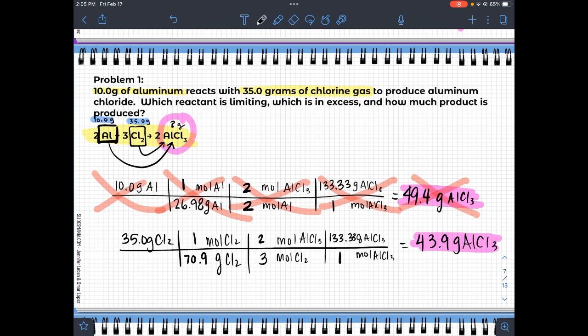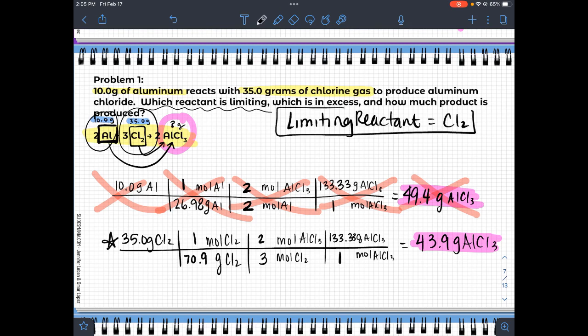So, number 1, which reactant is limiting? Was it aluminum or chlorine? Well, it was the one that gave us the smaller answer. It's chlorine. So I like to write limiting reactant equals chlorine, Cl2. What's the excess reactant? That's the one that we had extra of. So it's not the chlorine, it must be the aluminum. So the excess reactant equals aluminum.